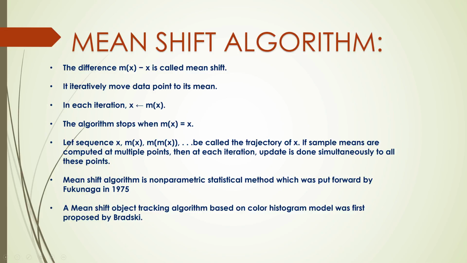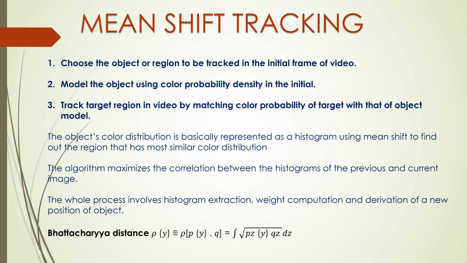Now let's look at the use of the mean shift algorithm in tracking. The first step involved in mean shift tracking is to choose the object or the region to be tracked in the initial frame of the video. This can be represented by a rectangle which surrounds the object. After choosing the object of interest, we model the object using color probability density in the initial frame. Then the target region is tracked in the video by matching the color probability of the target with that of the object model.